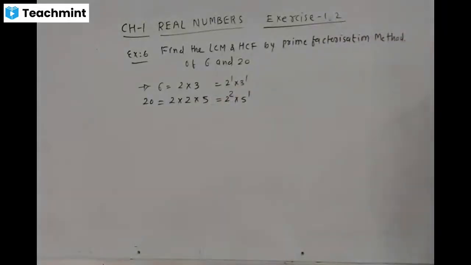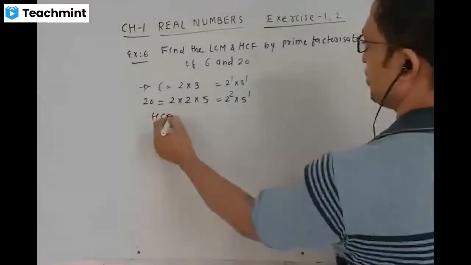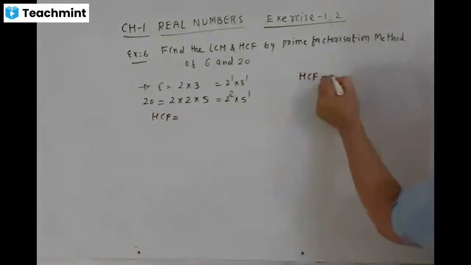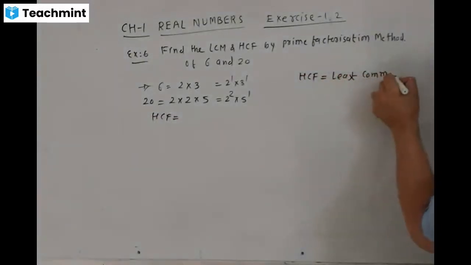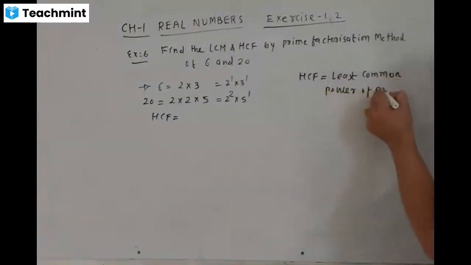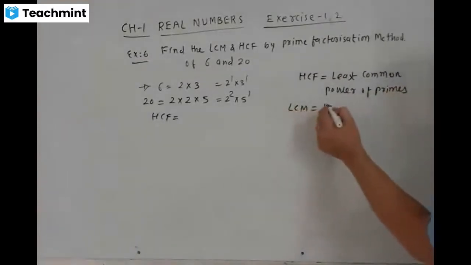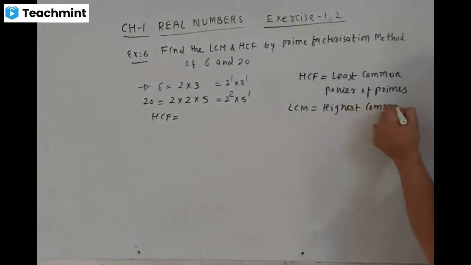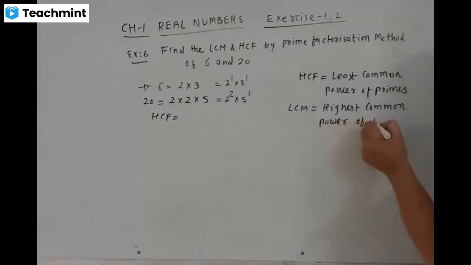HCF means the least power of the prime, the least common power of the prime. And LCM means the highest power of the prime.